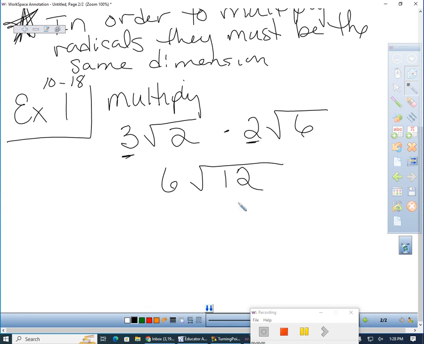The last thing I do is simplify that 12 to see if anything can come out. So 12 breaks down into 4 times 3. 4 is 2 and 2. Since this is a square root, I only need 2 friends to go out. I'm going to join the 6. When it joins the 6 on the outside, what do we do? Good. So I'm going to have 12 square root 3. That's your answer.